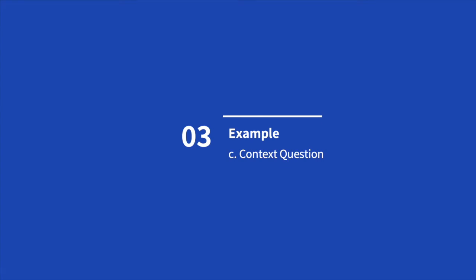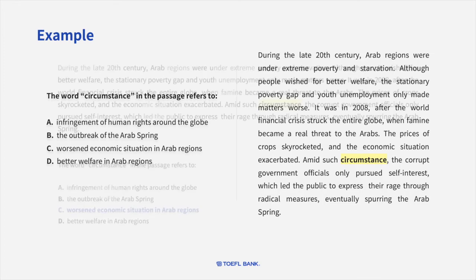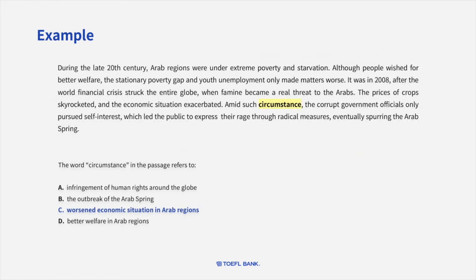Now here's a more challenging question. Pause the video and solve the problem. These types of questions are those you will have to refer to the context of the text. These are very uncommon types, but we'll still be looking into them just in case. The question reads, the word circumstance in the passage refers to.